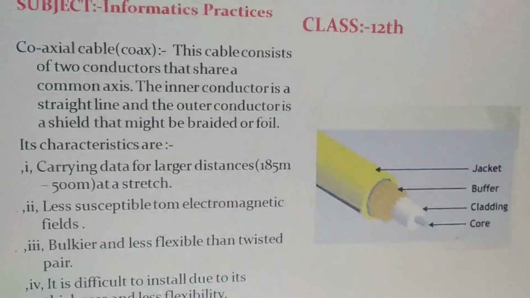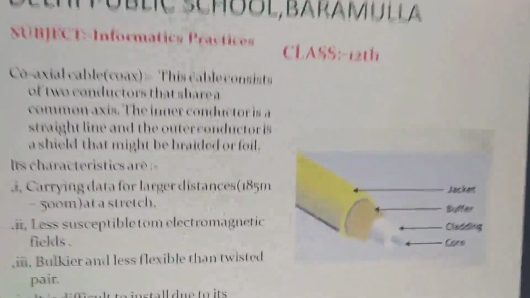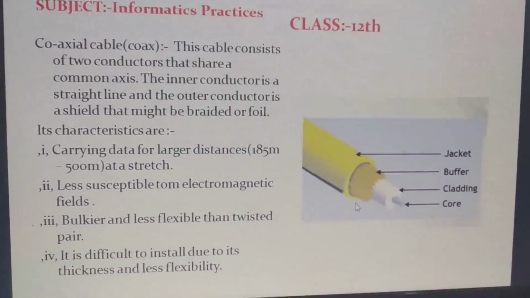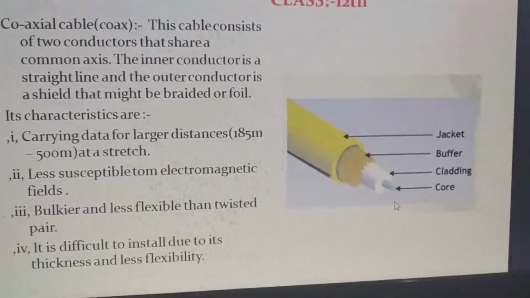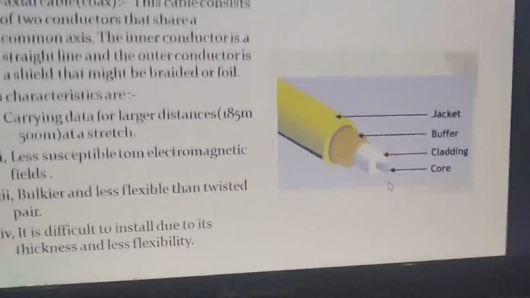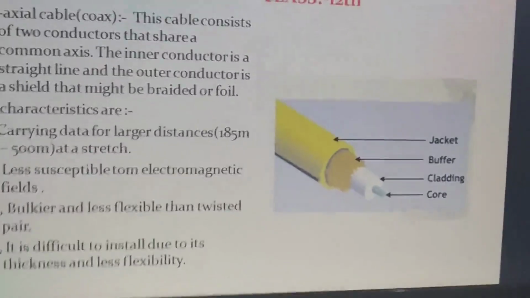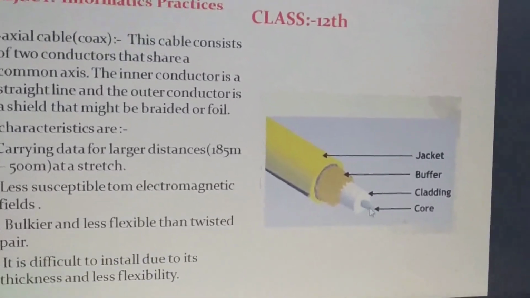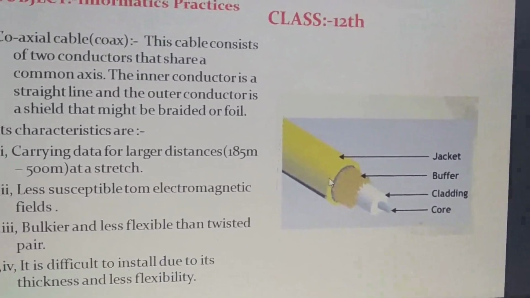Now going to the third type of cable, which is coax in short, the coaxial cable. It consists of two conductors. Here you are seeing in the picture we have two conductors that share a common axis. The inner conductor is a straight line, and the outer conductor is a shield that might be braided or a foil. Here you are seeing cladding, this is core, and then there is a buffer, and then there is a jacket to cover the cable.